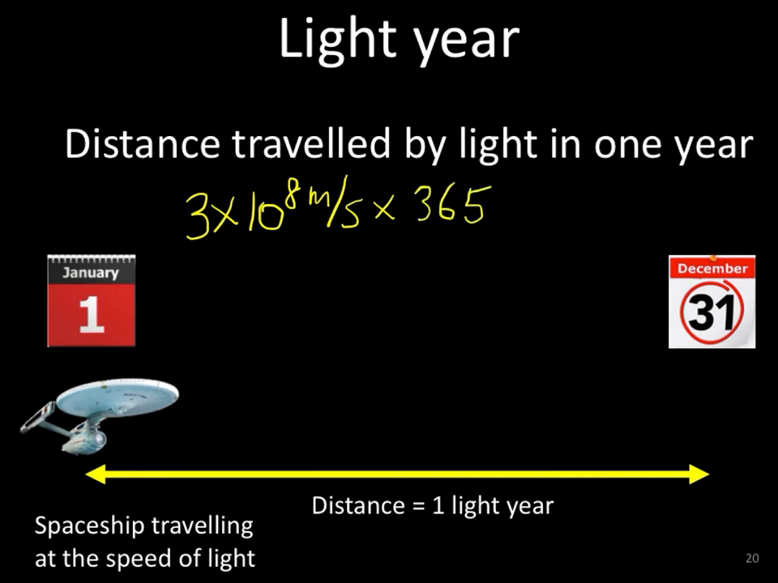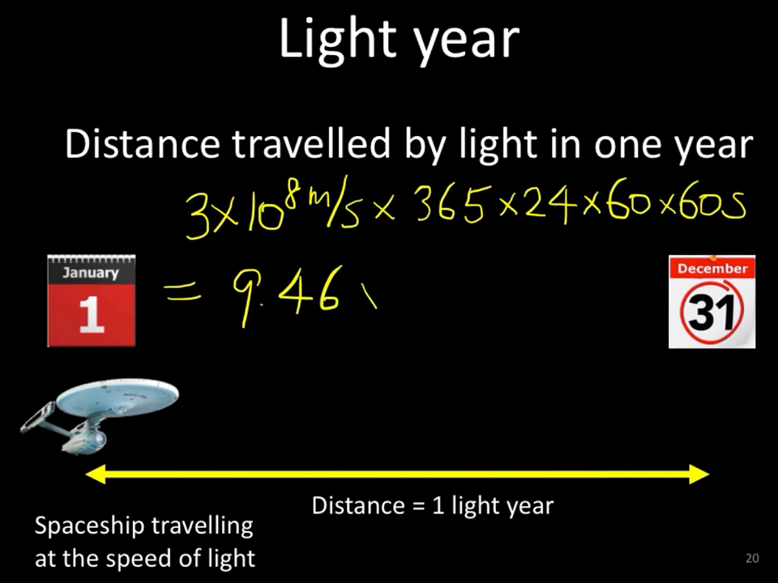So we have 365 days in a year, and each day we have 24 hours, and in each hour we have 60 minutes, and in each minute we have 60 seconds. If we multiply this using a calculator, we can find the distance of 1 light year in meters. And the answer is 9.46 × 10¹⁵ meters, which is a very large number, a very long distance.